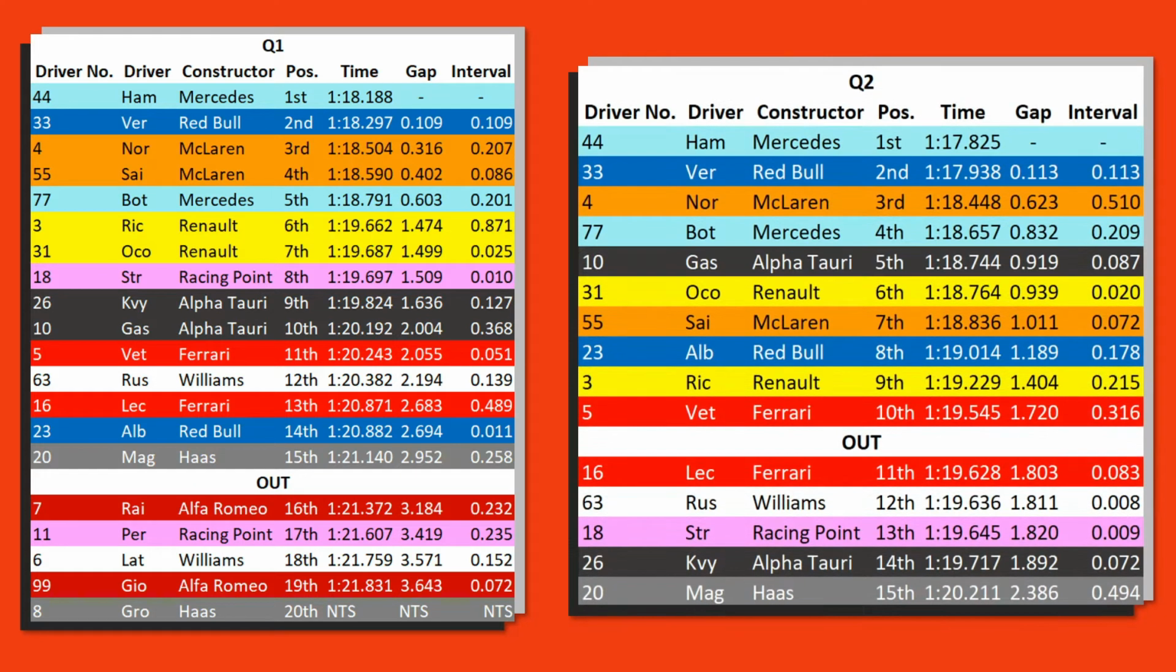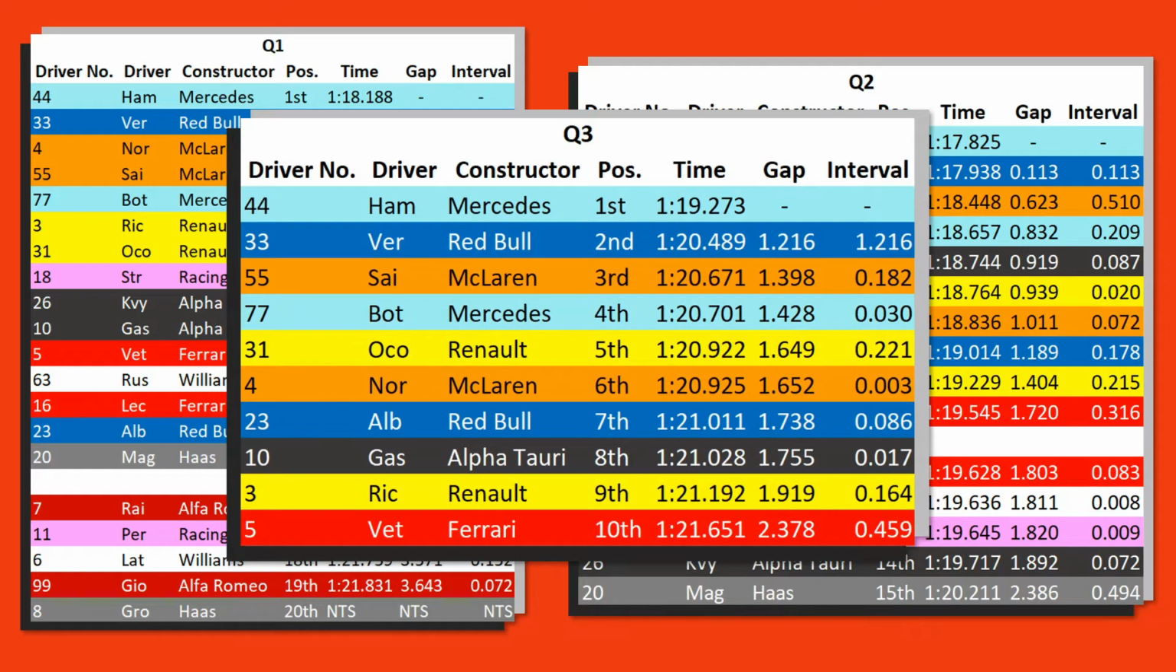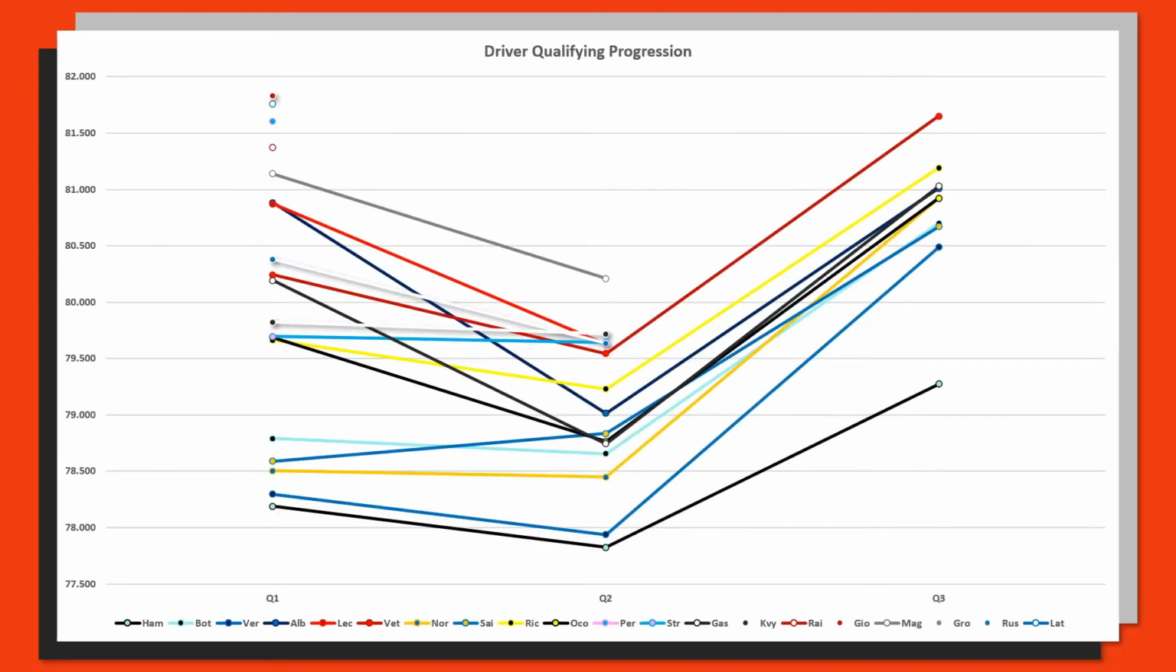Then of course we have Q2, in which out is Leclerc, Russell, Stroll, Kvyat and Magnussen, and then finally Q3, it is topped by Lewis Hamilton, 1.2 seconds clear from Max Verstappen, all the way down to Sebastian Vettel in P10. And so very similarly to the practice data, I can map on each of these times and we can see a qualifying progression, which looks something like this.